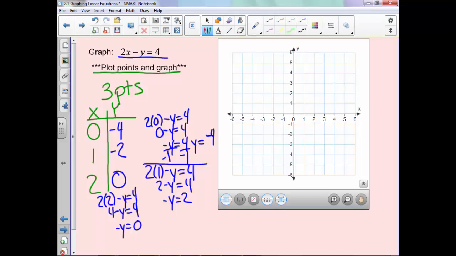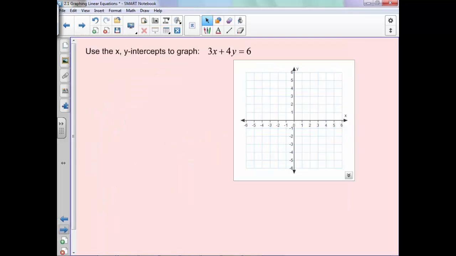So we go 0 in our x direction and negative 4 in our y direction. Then we'll go 1 in our x direction and down 2 in our y direction. And the last one will go 2 over in our x direction and 0 in our y. And then we'll go ahead and connect those points with a line. There we go. Make sure you do put arrows at the end because this will continue on. It'll go both directions. Now your points that you pick might be different, but your end line will look the same.